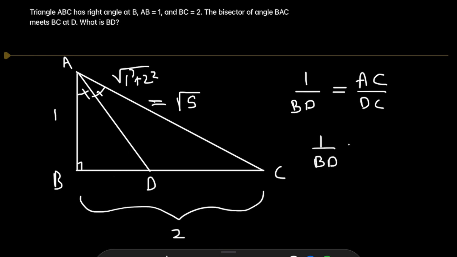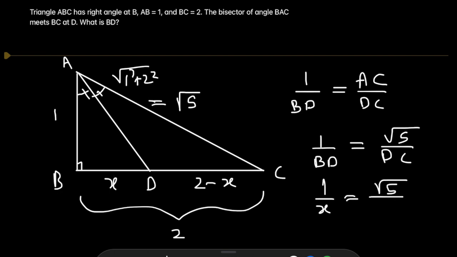Plug that in, we get 1 over BD is equal to root 5 over DC. Well, we don't know what BD or DC are, but we know that the whole thing, BD plus DC, is equal to 2, right? So let's split BC into x and 2 minus x. So if we split up BC into x and 2 minus x, we get that 1 over x is root 5 over DC. And DC is 2 minus x. And we're trying to find x, right? Because x is equal to BD.